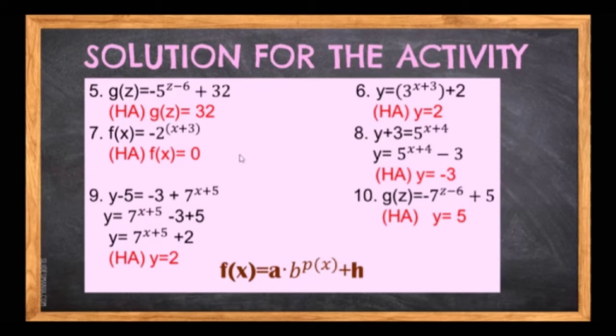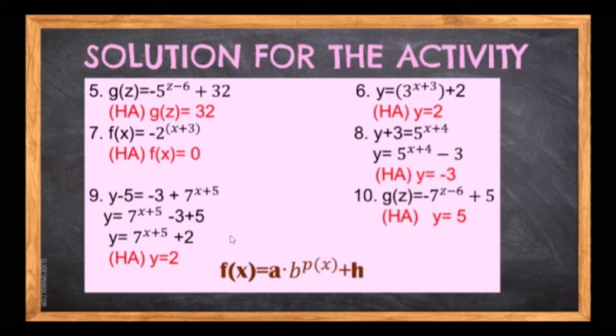And for number 7, f of x is equal to negative 2 raised to x plus 3. So since there is no added constant, we conclude that our horizontal asymptote is 0. Number 8, y plus 3 is equal to 5 raised to x plus 4. Then transposing positive 3, it will become y is equal to 5 raised to x plus 4 minus 3. Our horizontal asymptote is negative 3.